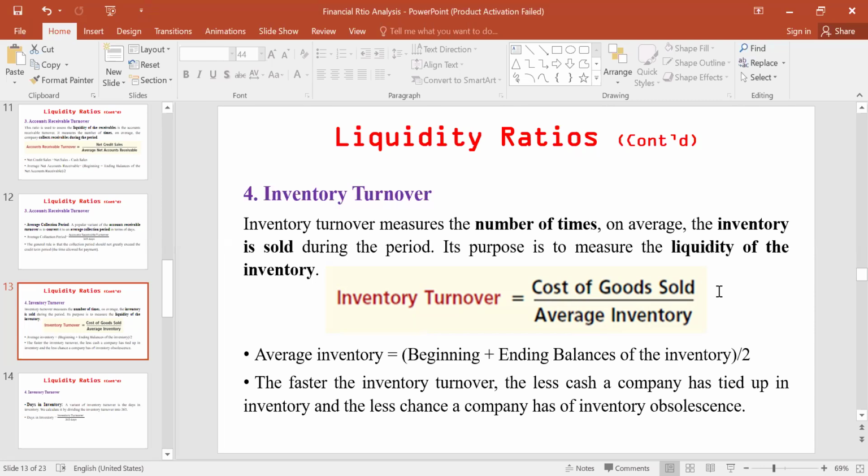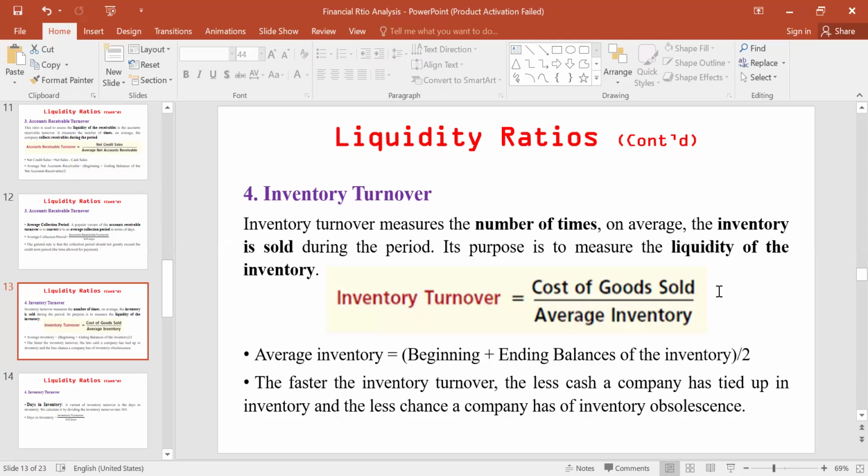There is another way to calculate the cost of goods sold. Cost of goods sold is equal to net purchase plus opening inventory minus closing inventory. This is a very simple formula to find out the cost of goods sold. By this technique, you will be able to identify how many days they need to sell out in the market. Here the standard or benchmark is within 13 days. This is a good position.